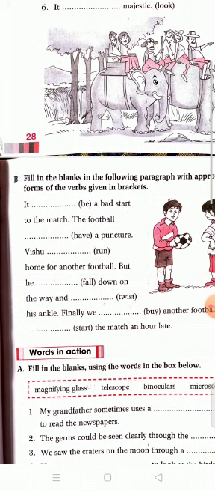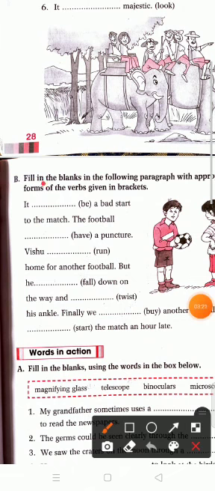Next exercise says, now you know the forms of be and how do we use? We have to use the past tense. Be के past tenses was and were. It was a bad start. It was a bad start to the match.